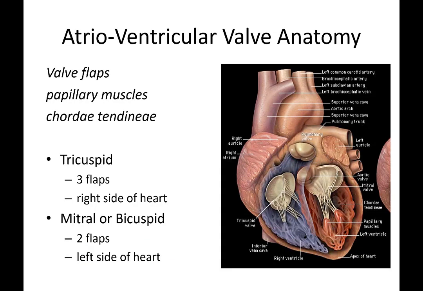Atrioventricular valves. This is written here as atrioventricular with a hyphen to emphasize its position between the atria and the ventricles. It is most commonly written without the hyphen. Those valves contain flaps as well as papillary muscles down here, which attach to these strings called chordae tendineae. The strings are there to hold these valves in place. So when the ventricle is squeezing and blood is pushing up against these flaps, the strings hold them tight and prevent these from inverting.